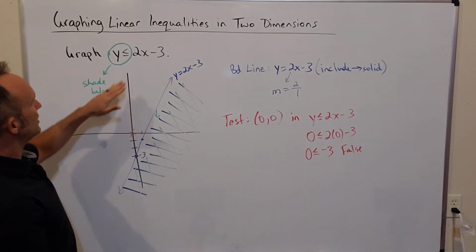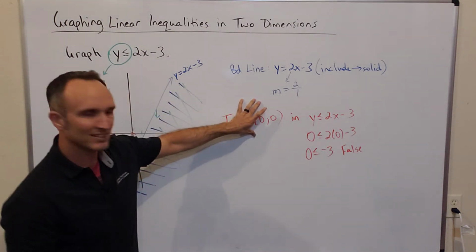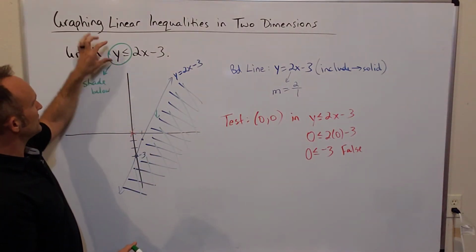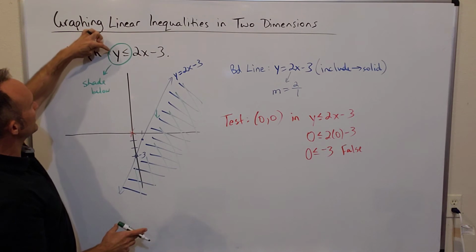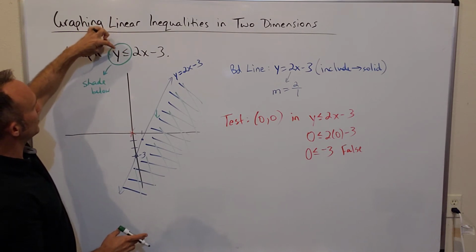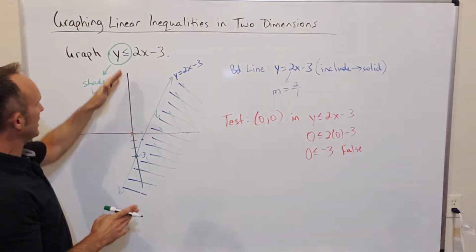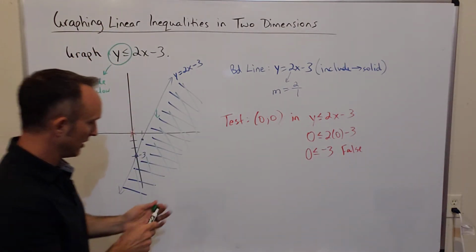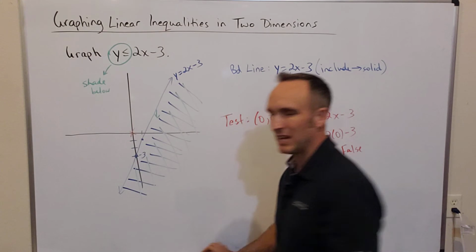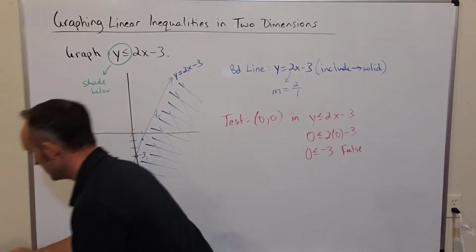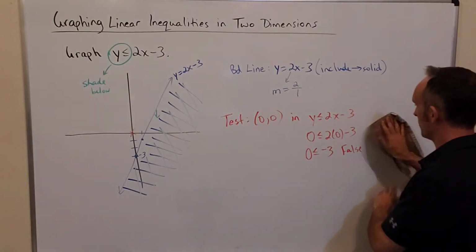So you can decide if you prefer to use a test point to decide which region to shade, or if you prefer to use the slope-intercept form and then decide if you shade above or below based on whether y is less than or y is greater than. Okay? If y is greater than, you'd shade above the boundary line. So let's do a couple more examples, and we'll do both of the examples both ways. Test point and slope-intercept form.